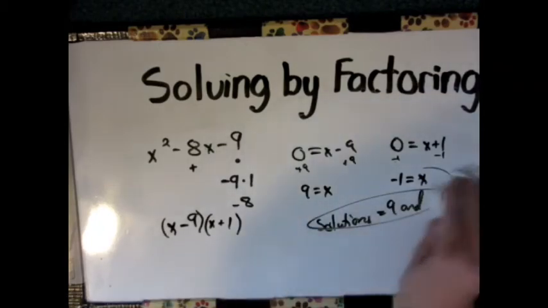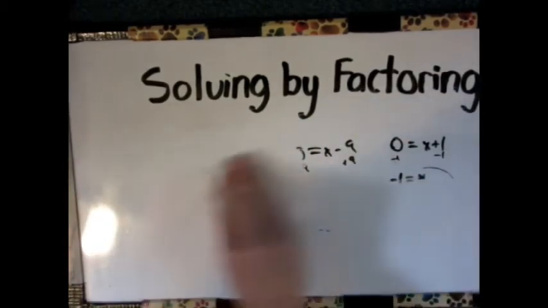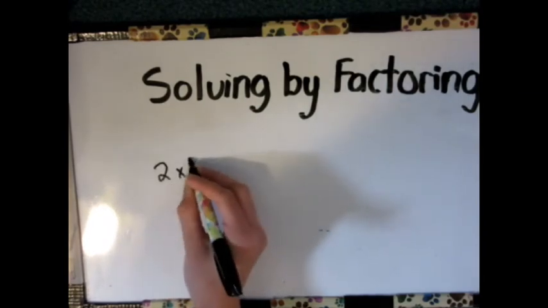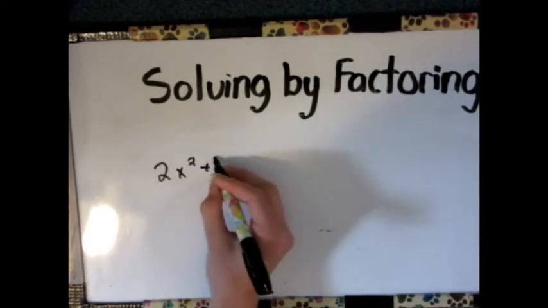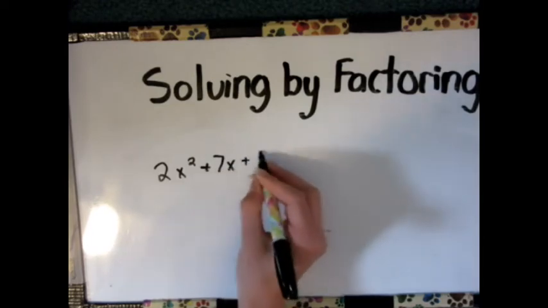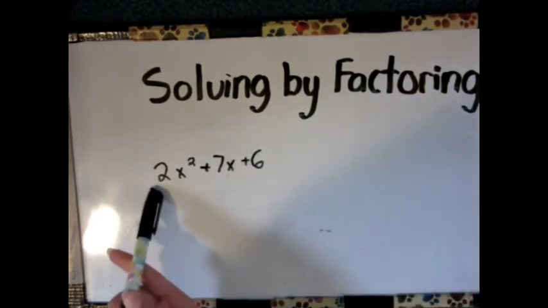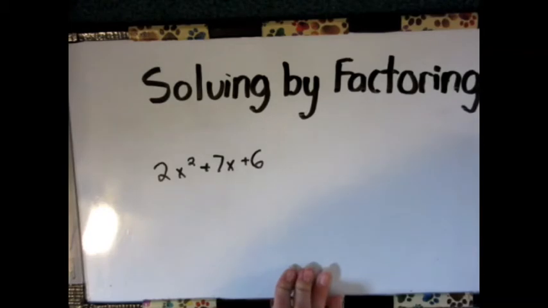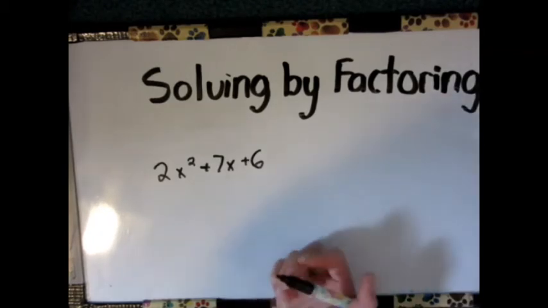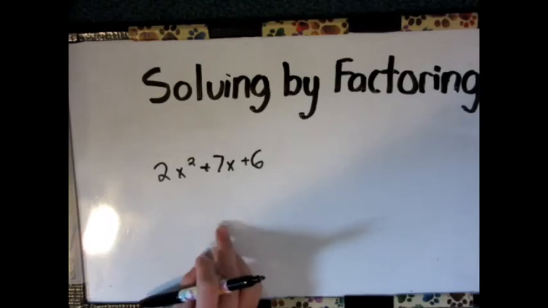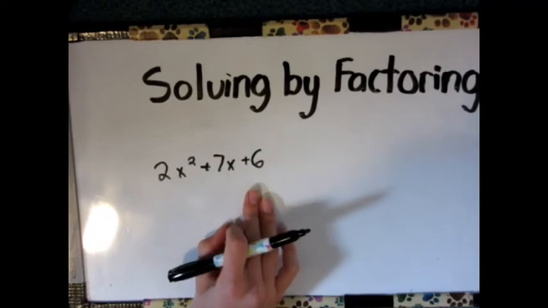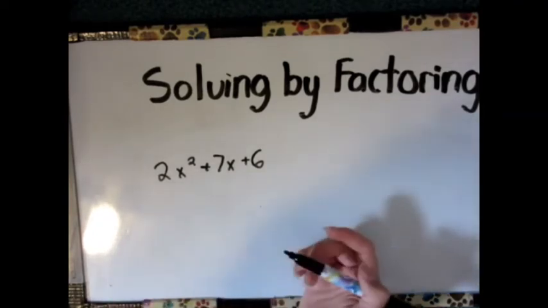Alright, one more example: 2x squared plus 7x plus 6. This one's slightly more complicated because it has a coefficient of 2 at the beginning. I'm going to use a method called slide and divide because I find it the easiest. You still are going to have to do guess and check at some point, but it's not an even larger game of guess and check.